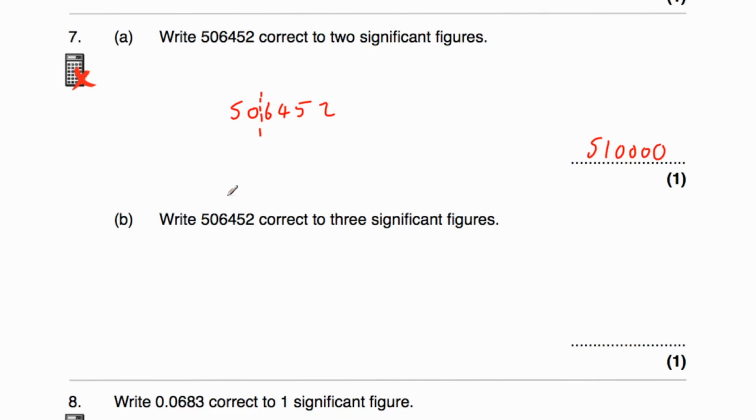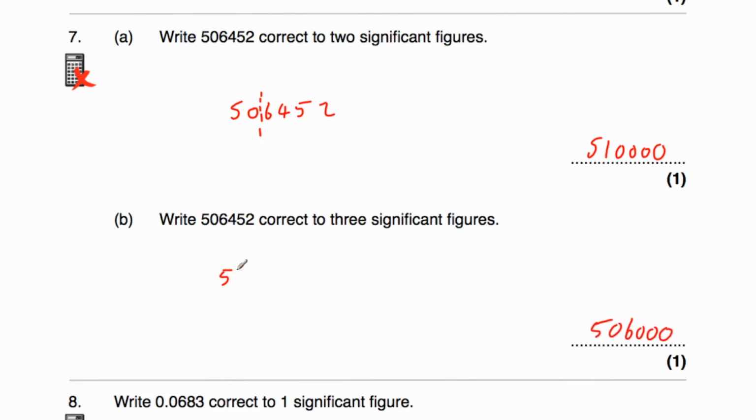Okay, question 7b. We've got the same number, 506,452, and we've been asked to round that to three significant figures. So that means we want three digits followed by zeros. So in this case, we'll either have 506,000 or 507,000. Now, because it's 506,452, that's closer to 506,000 than it is to 507,000. So that means our answer would be 506,000.